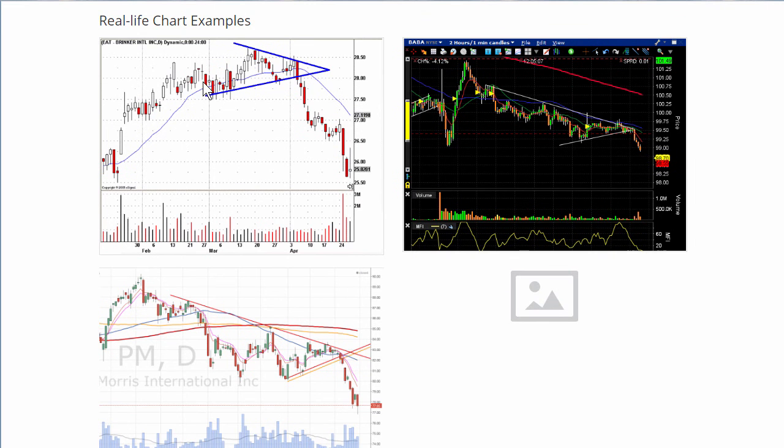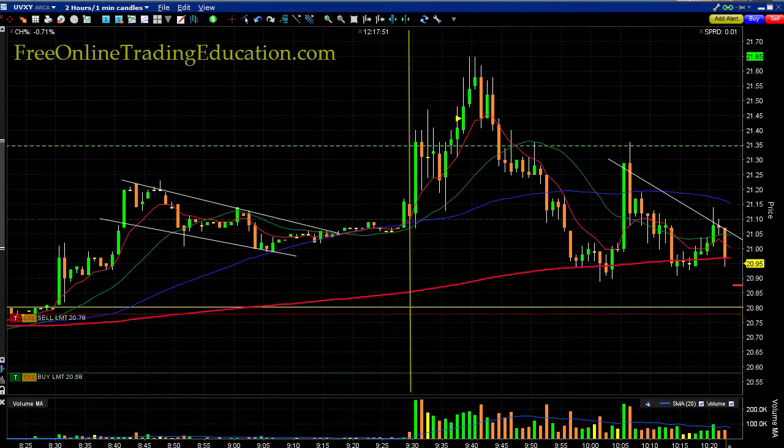You can read about it here, and here's some examples down here. This is a daily one where it was in a symmetrical triangle. Bam! And down here's another one, the daily chart for swing traders. Bam! This one's actually a 1-minute chart from day trading, and look at that, it fell out nicely there on Alibaba. But let's take a look at the one here on UVXY.